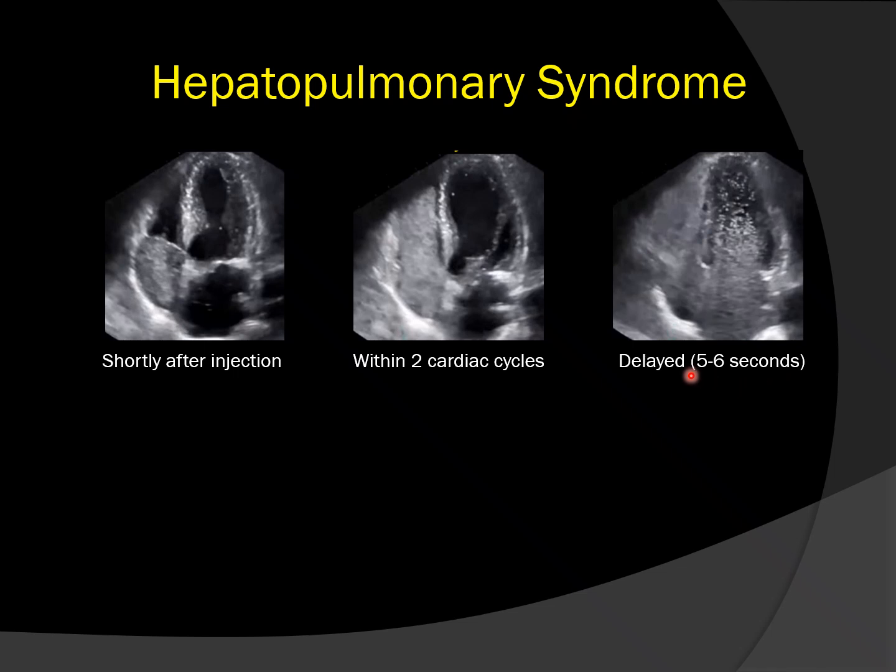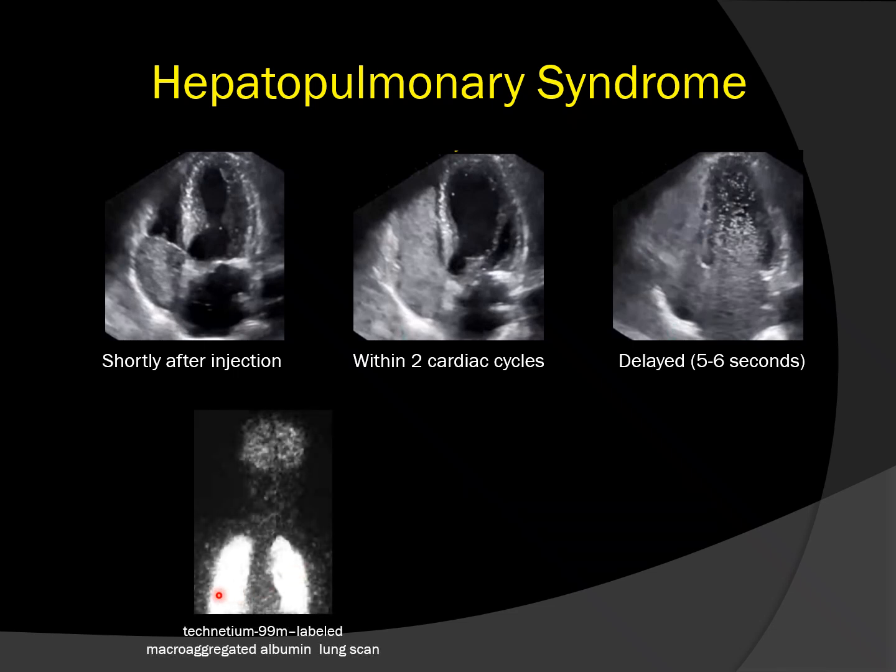So we know, because of the delay in seeing the bubbles, that the bubbles had to go through the lungs and come around. Just as I mentioned, if this was an intracardiac shunt from a PFO or an ASD, we would have seen the bubbles move over within 1 or 2 cardiac cycles, not 5 or 6 seconds later. So this is a classic echocardiogram of delayed shunting of contrast, in this case bubbles, to the other side of the heart.